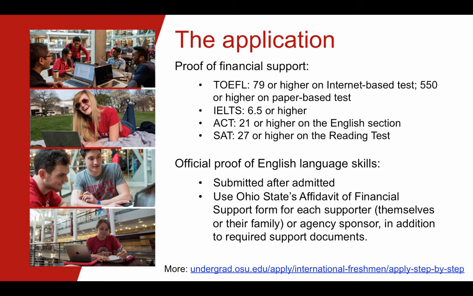To submit proof of English language skills, international students should request their testing agency send electronically to Ohio State their official test scores demonstrating English proficiency. Proof of English language skills include the following scores: a 79 or higher on internet-based TOEFL, a 6.5 or higher on the IELTS, a 21 or higher on the English section of the ACT, or a 27 or higher on the reading test of the SAT.